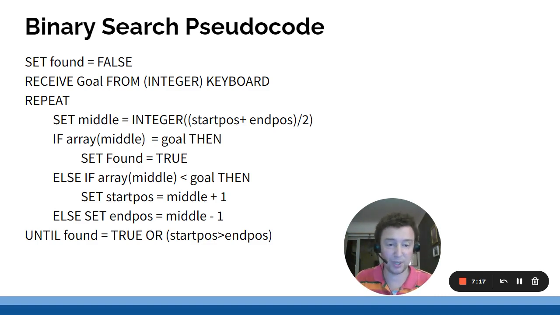And as I've explained before, we discard one half of the list. And we do that by using something called start pos and end pos. These are two variables that just hold the index number of the start and the end of the part of the list that we're looking at. Okay, and then we repeatedly do that, so it's a conditional loop until we find the goal or these two variables, start pos and end pos, overlap. Okay, if they overlap, then that means that there's no more items to search and we can stop.